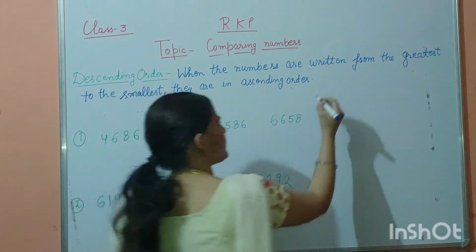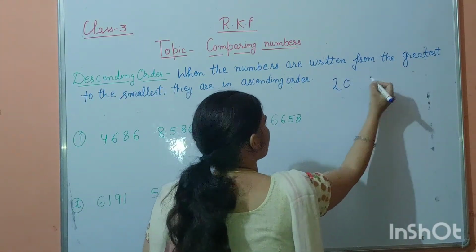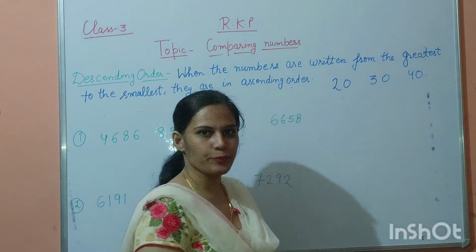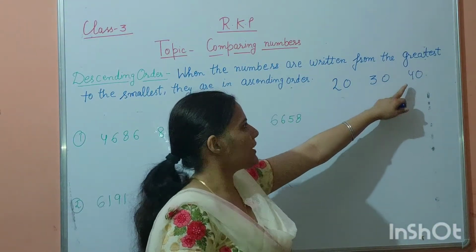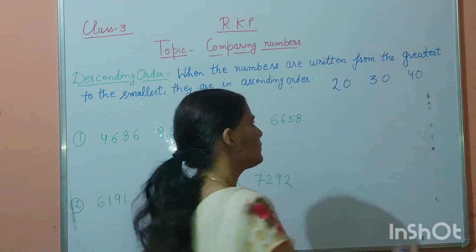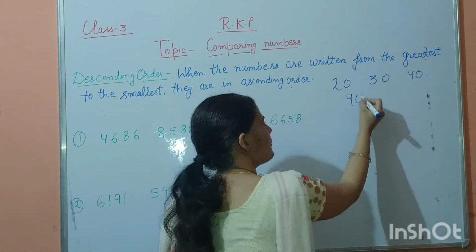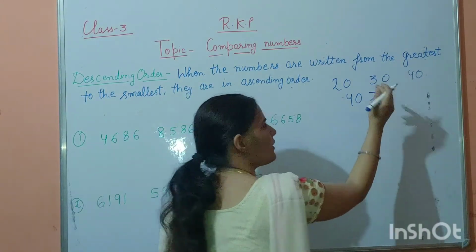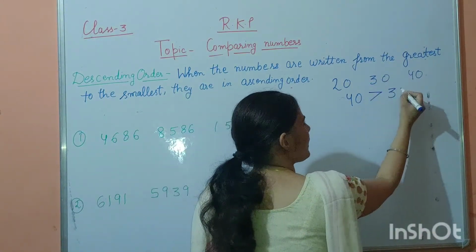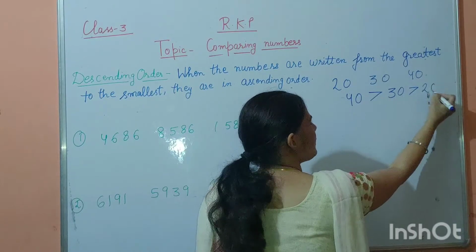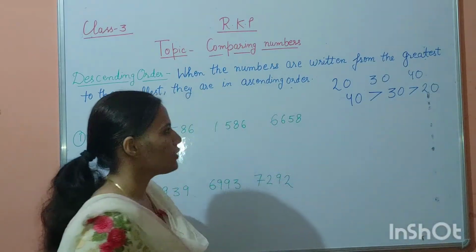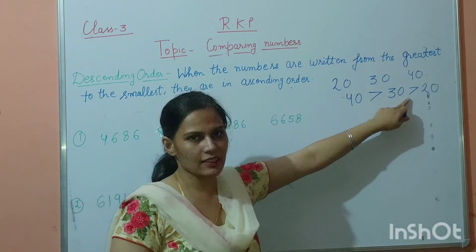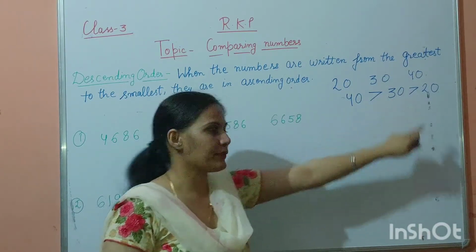Let's take an example. This is a simple example. Okay. In descending order the greatest number will come. So 40 will come first. Then we use the greater than sign. Now 30 and next 20 will come. So students, in descending order we use the greater than sign.